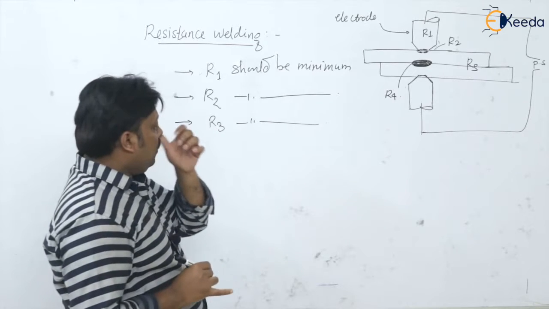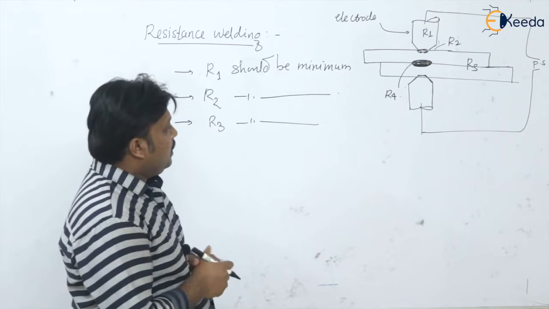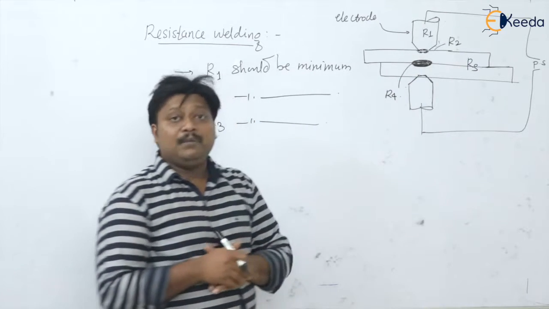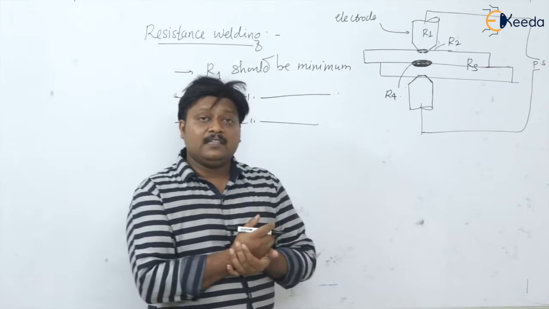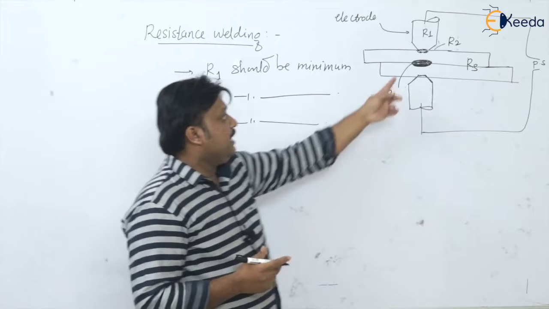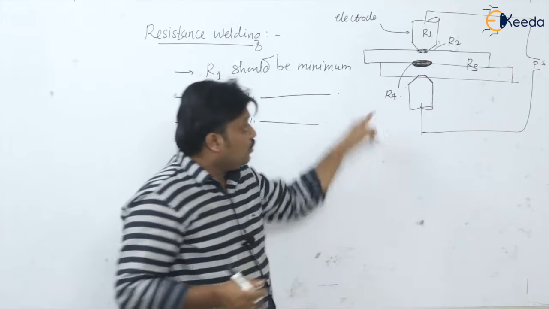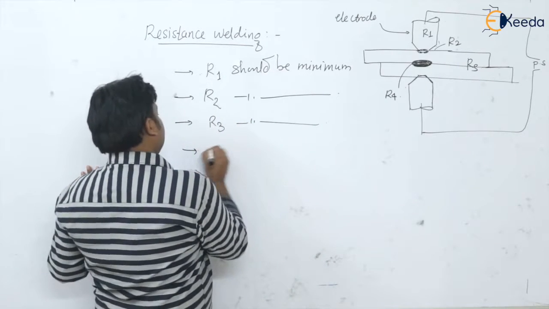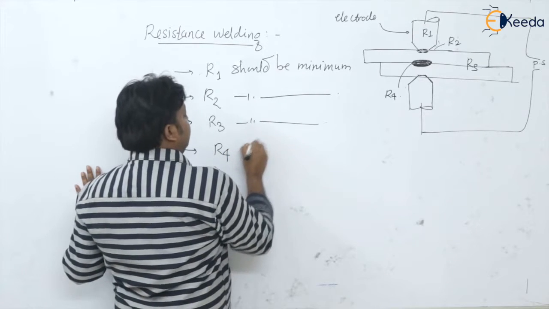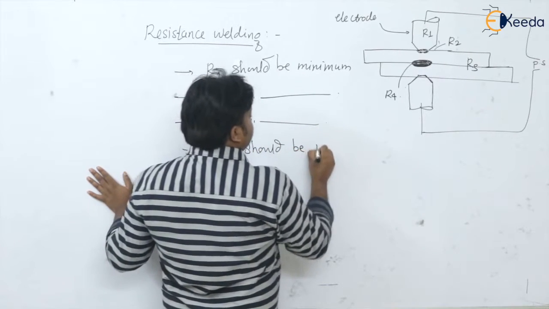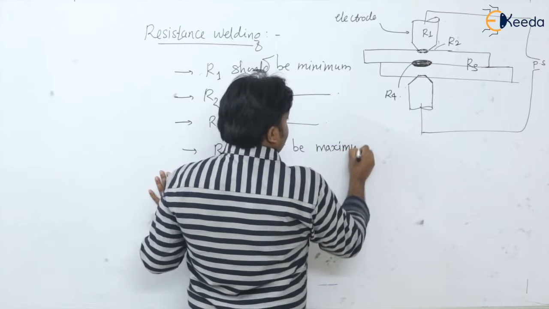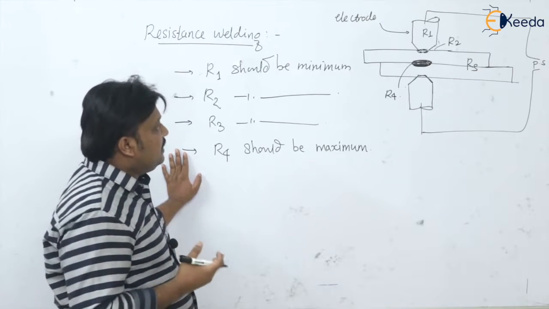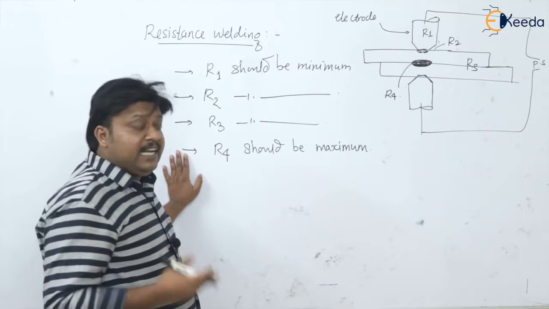Now let us talk about R4. R4 definitely is the contact resistance at the interface of these plates, and yes, we want the spot there, we want to melt the material there, so we need a higher amount of heat to be generated because of this R4, then it's welcome. So that's why this R4 should be maximum, isn't it?